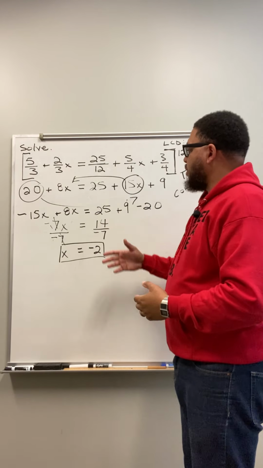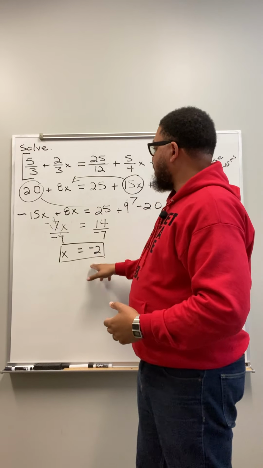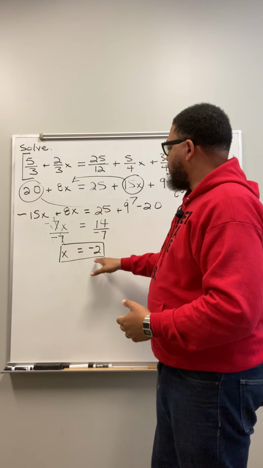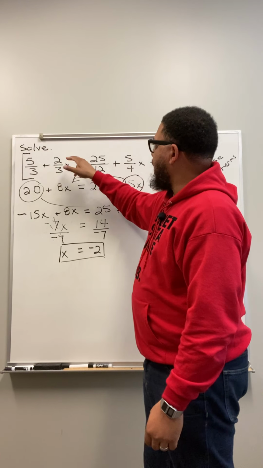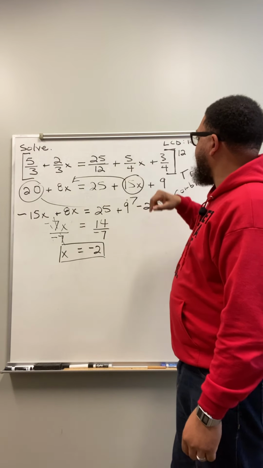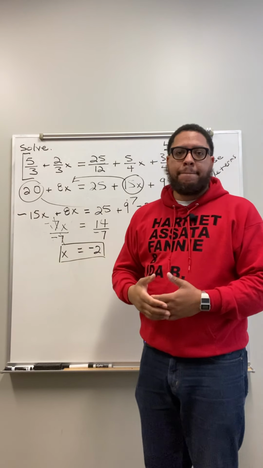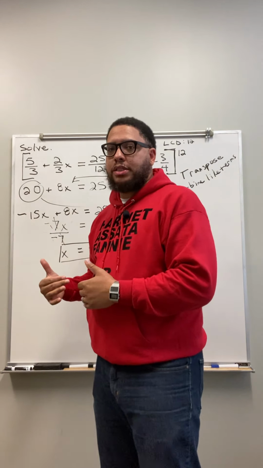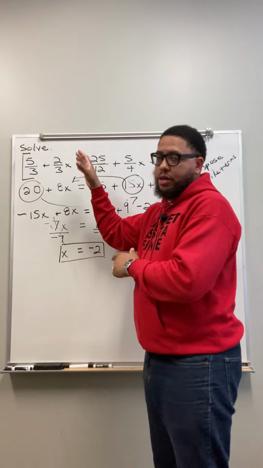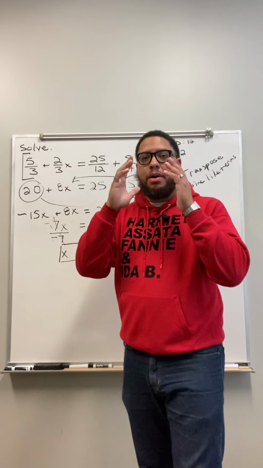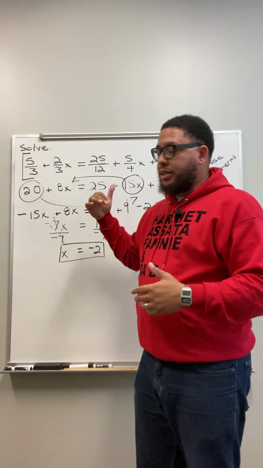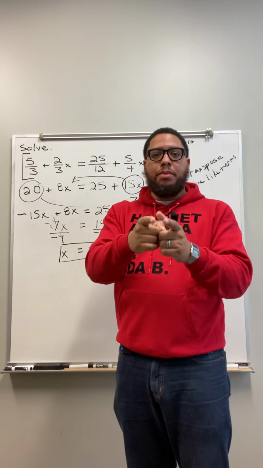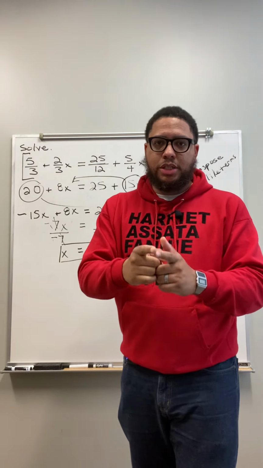Now, normally, what I would do is check to make sure that this is correct. You would plug in -2 here for x, and you plug in -2 here for x, and you make sure that the left side is equal to the right side. Now, I'm not going to do that right now in this particular problem in this video. I'm going to allow you to do that to make sure that the answer is correct. But I'm sure that this answer is correct already. But I want you to make sure that you know that this answer is correct.